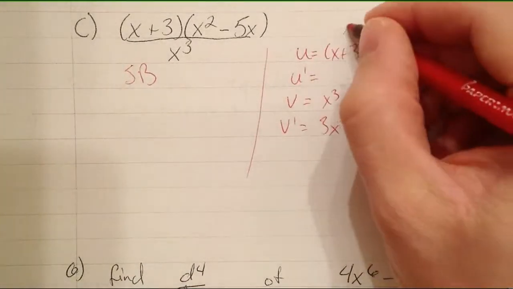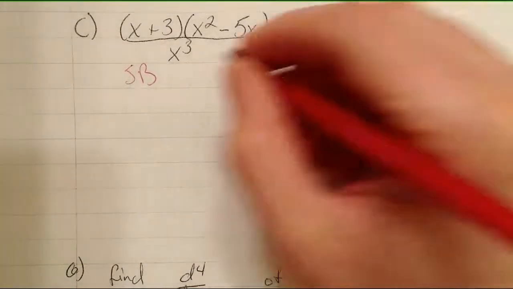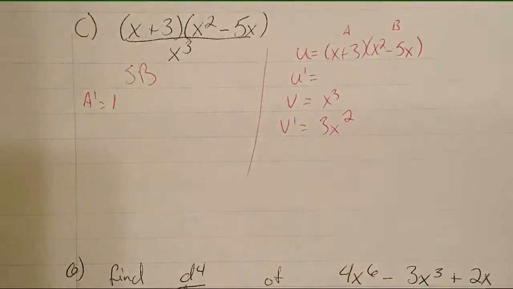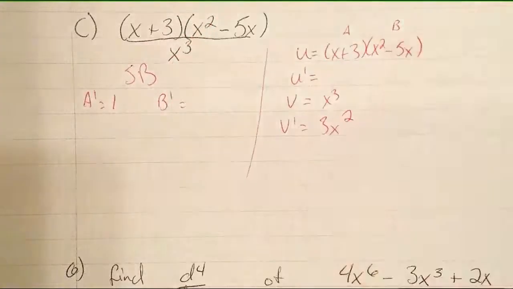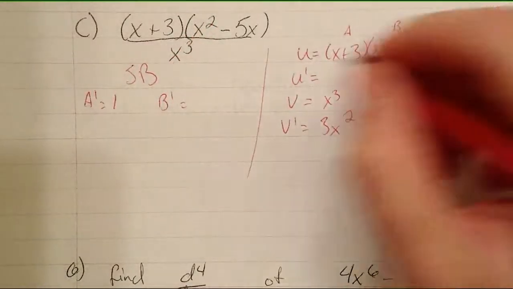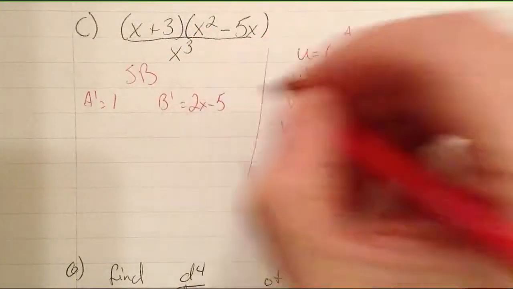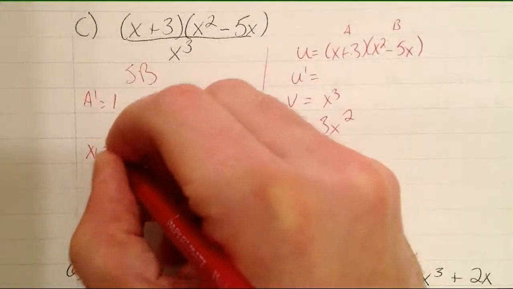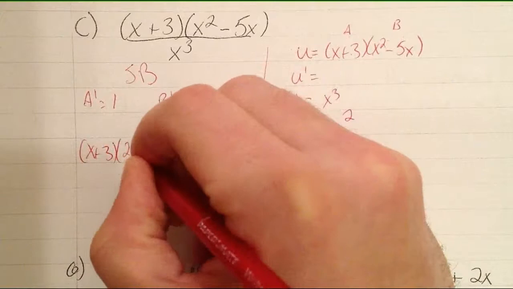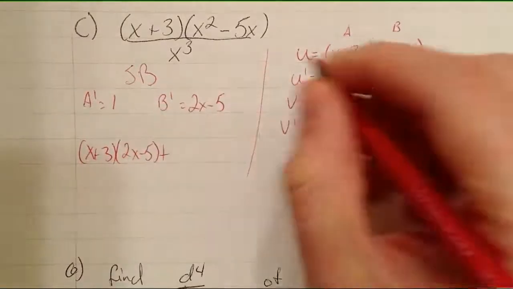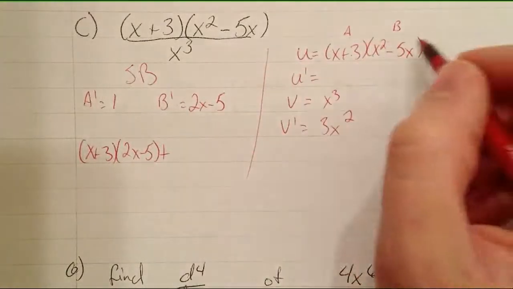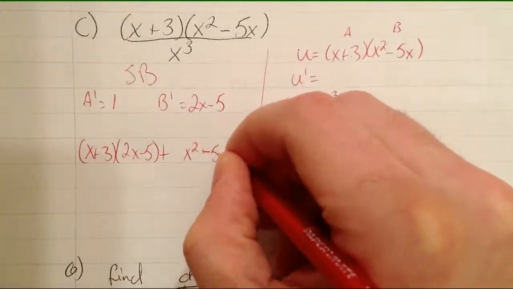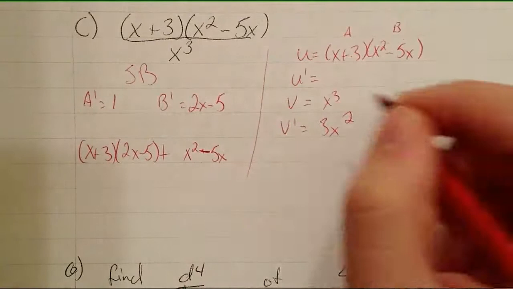Okay. So I'm going to call this a and b. So my a prime is going to be 1. My b prime is going to be 2x minus 5. Okay? So I do a times b prime plus my b times a prime. So it's just 1, so it's just x squared minus 5x. So that's actually my u prime.